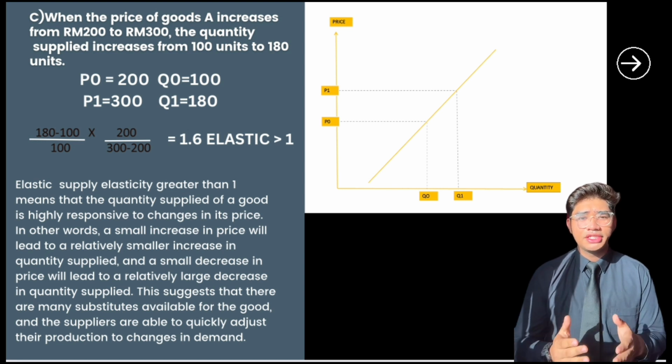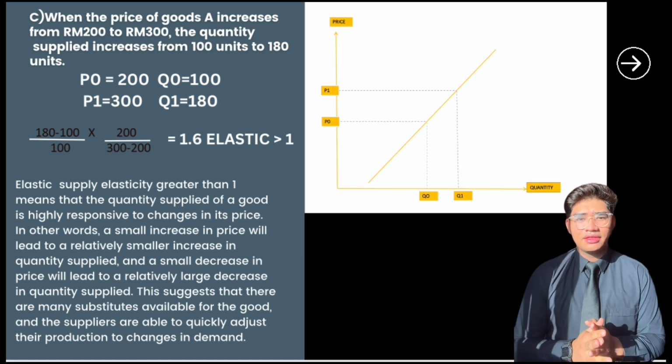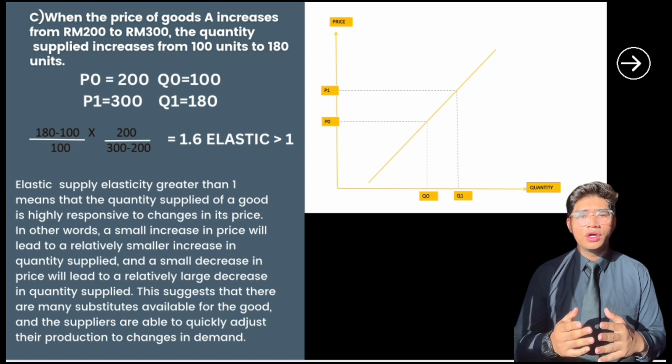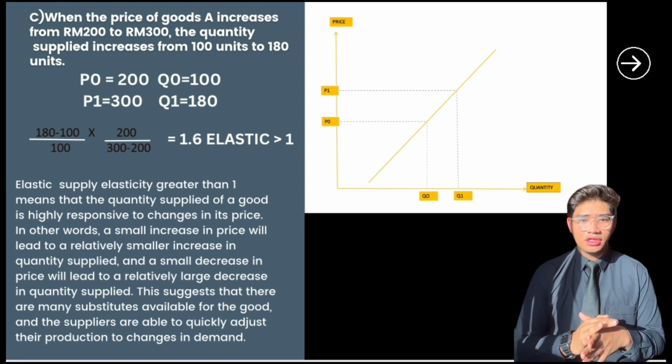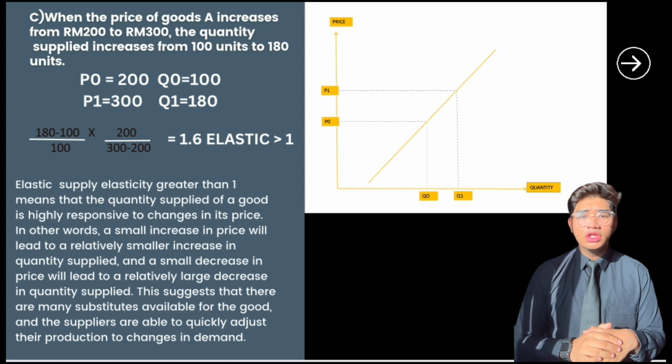So for the explanation, elastic supply, elasticity greater than 1, means that the quantity supplied of a good is highly responsive to changes in its price. In other words, a small increase in price will lead to a relatively large increase in quantity supplied, and a small decrease in price will lead to a relatively large decrease in quantity supplied. This suggests that there are many substitutes available for the good, and the suppliers are able to quickly adjust their production to changes in demand.